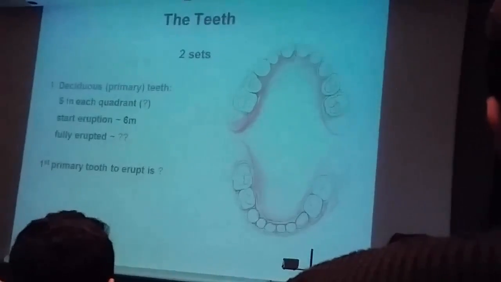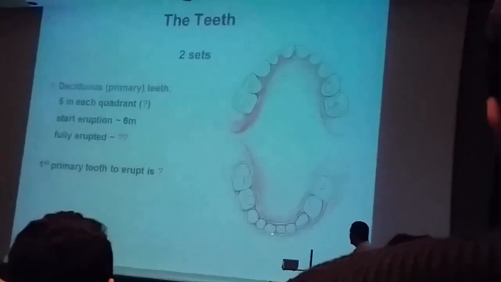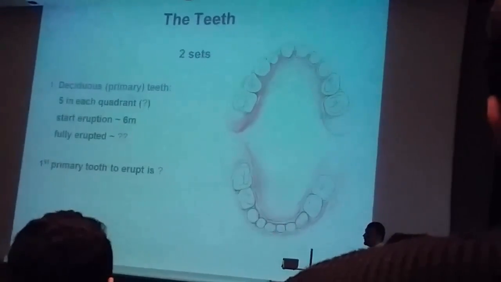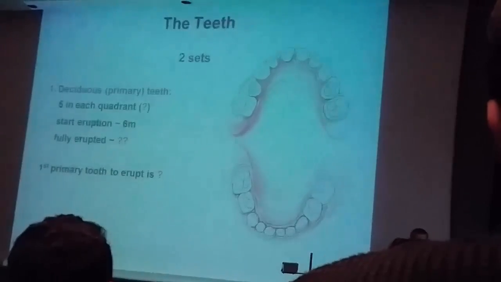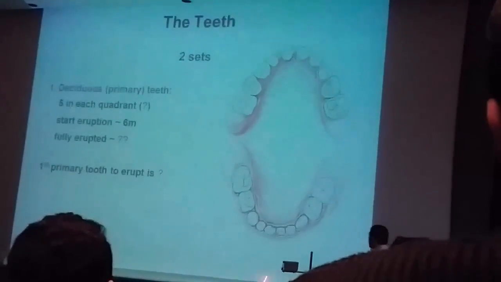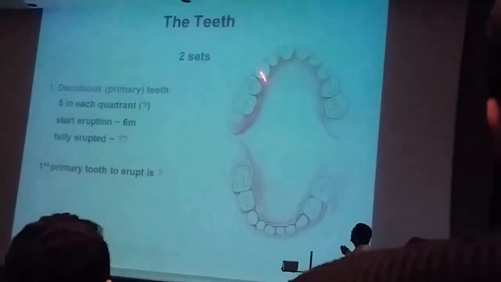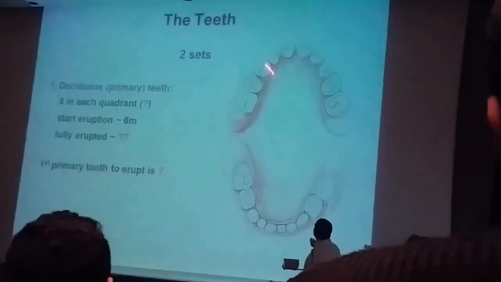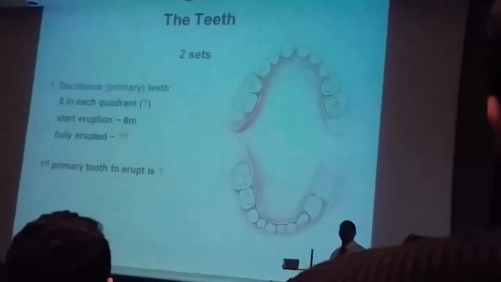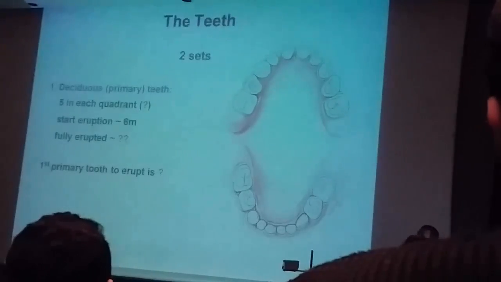Usually in Jordan, at the age of 8 months, they start to erupt. The first tooth to erupt is the lower central incisor. Usually lower teeth erupt before upper teeth, and they erupt in this order: central incisors, lateral incisors, first molar, then canine, then second molar. Why is that? Because the canine has the largest root, so it takes longer for eruption, as it has the largest and longest root of these teeth.